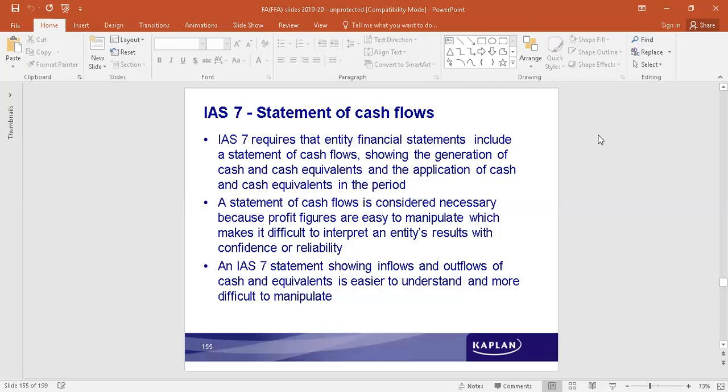Therefore, there is another statement that is prepared called the statement of cash flow. The statement of cash flow is prepared to understand the flow of cash. To understand the cash flow or cash position of the business, all the activities taken up by the business are categorized into three different categories.